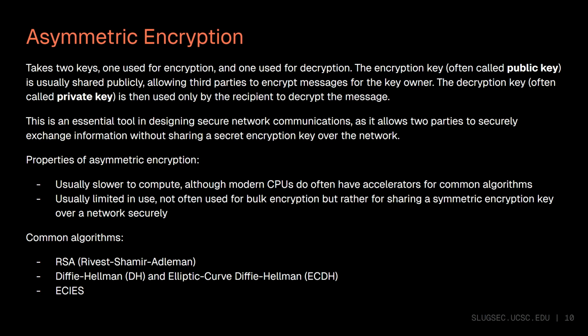Some common algorithms, you've probably heard of RSA. It's a very common algorithm. It's very old. It's been around for, I want to say, 40 or 50 years at this point. It's not the most secure option. It's definitely not the fastest option, but it still exists and is still considered secure enough for most use cases. We also have Diffie-Hellman, and more specifically, the modern alternative, which is elliptic curve Diffie-Hellman, ECDH. That is what we would probably end up using if we need this kind of asymmetric encryption. There's also ECIES, which is just another alternative, not very commonly used.